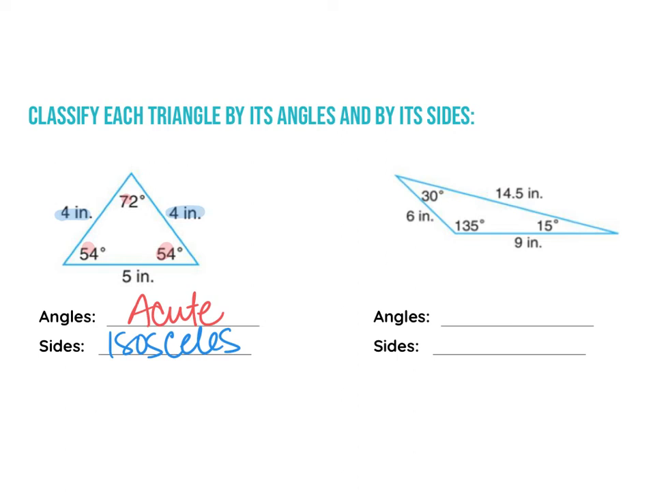Last one, okay, I'm looking at angles. None of them are the same. This one is large, right? That's greater than 90, so that means it is obtuse. One obtuse angle makes it an obtuse triangle. And if I look at sides, I have a 6-inch, a 9-inch, and a 14.5-inch. They're all different. That means that is scalene. All three sides are different. None are congruent.